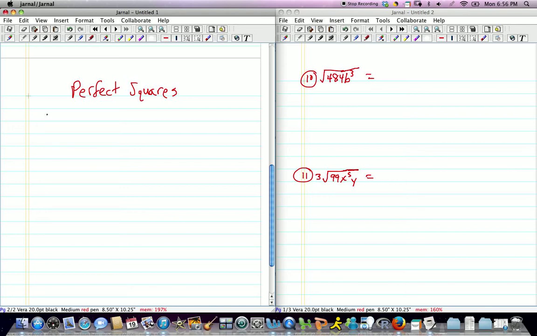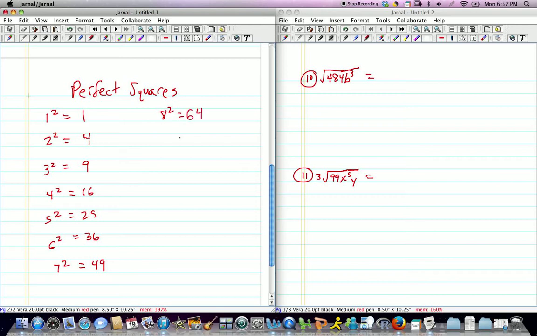If I take 1 and square it, I get 1. So 1 is a perfect square. If I take 2 and square it, that gives me 4, which is a perfect square. If I take 3 and square it, I get 9, which is a perfect square. If I take 4 and square it, I get 16. 5 squared is 25. 6 squared is 36. 7 squared is 49, 8 squared is 64, 9 squared is 81, 10 squared is 100.